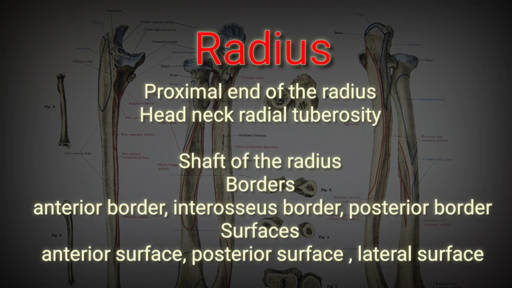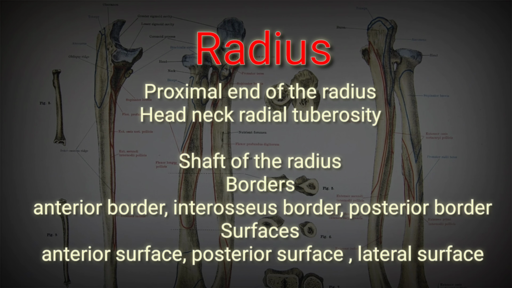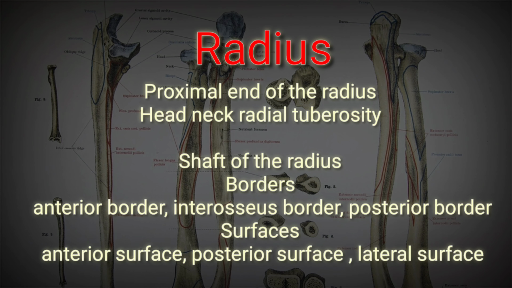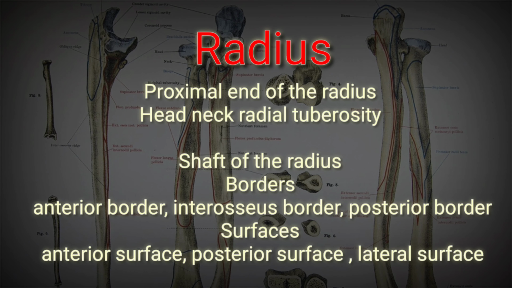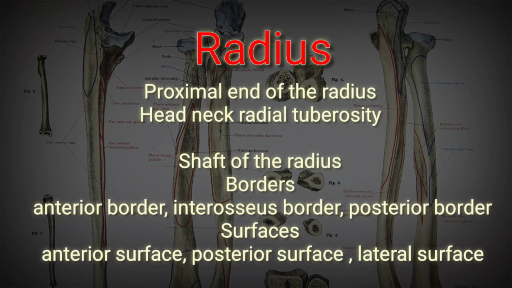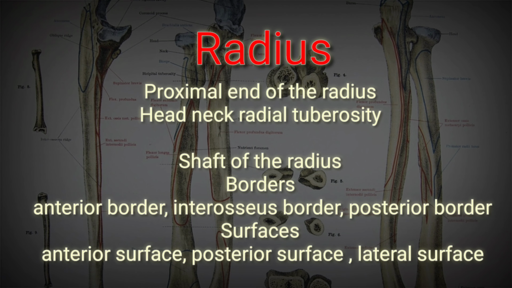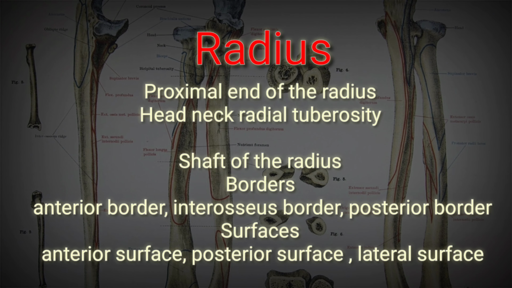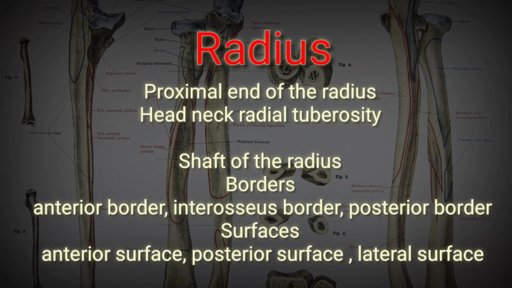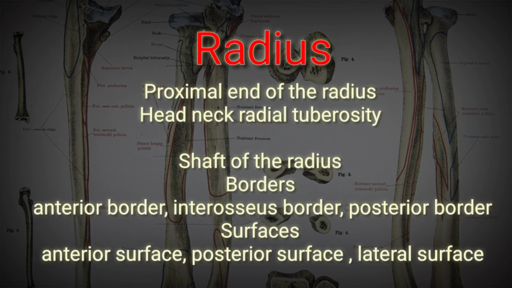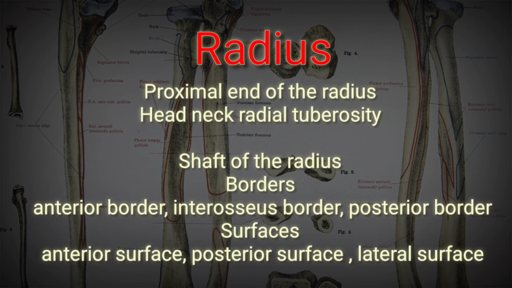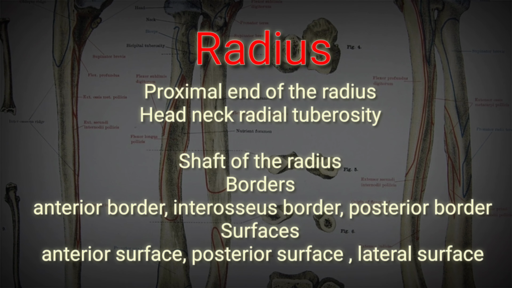Radius and ulna. The radius and ulna constitute the bones of the forearm. Radius: proximal end of the radius, head, neck, radial tuberosity; shaft of the radius, borders: anterior border, interosseous border, posterior border; surfaces: anterior surface, posterior surface and lateral surface.